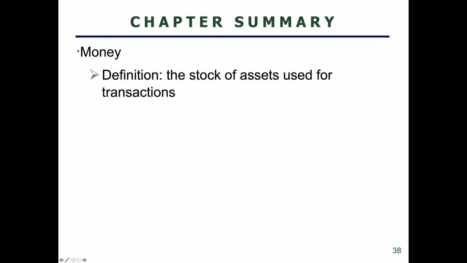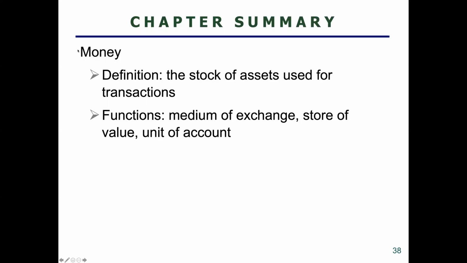Money is defined as the stock of assets used for transactions. It has three key functions: medium of exchange, store of value, and unit of account. It's the unit of account function that's the most crucial for monetary policy, because if prices are set in dollars, then sticky prices are in dollars. And so if the Fed creates more dollars, that interacts with the sticky prices in a way that stimulates the economy in ways that you've studied in chapter 10.